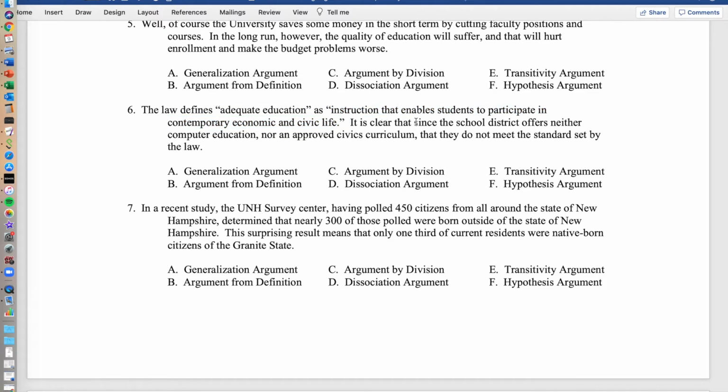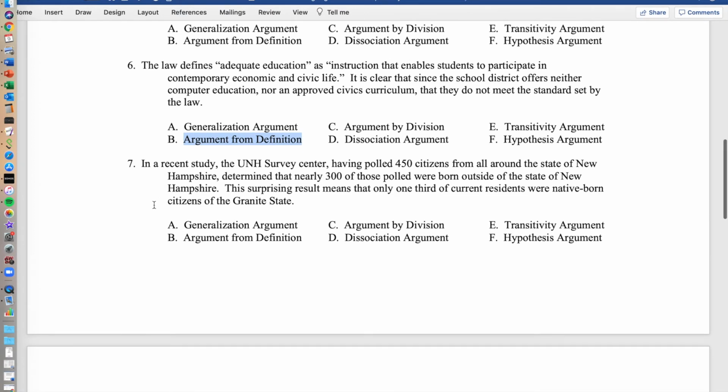And then we look closely at since, which is the argument indicator telling us this is the evidence, and the evidence is that this school district does not provide a civics curriculum or computer education, so it does not meet the definition. This is an argument from definition, because we have an authoritative, that is a legal definition of adequate education, and we're making the argument that this particular school district does not meet that because it fails to have computer education and an approved civics curriculum.